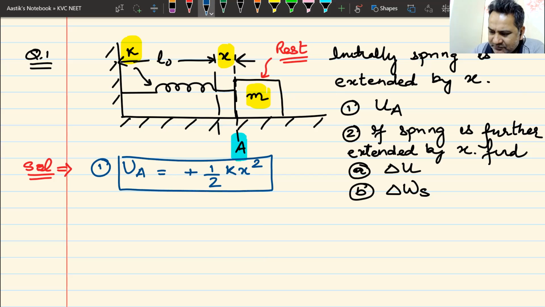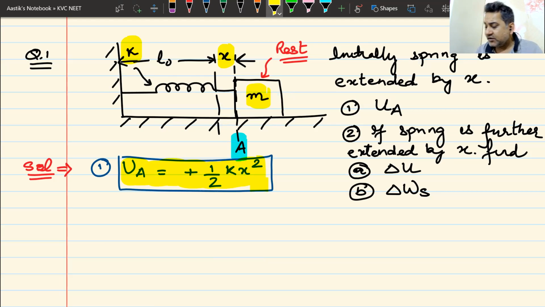Now remember, this is a pretty straightforward question. You might not find a question where they ask you what is the spring energy. Everyone knows that answer. But the second part of the question could be the question that might come in the examination hall.